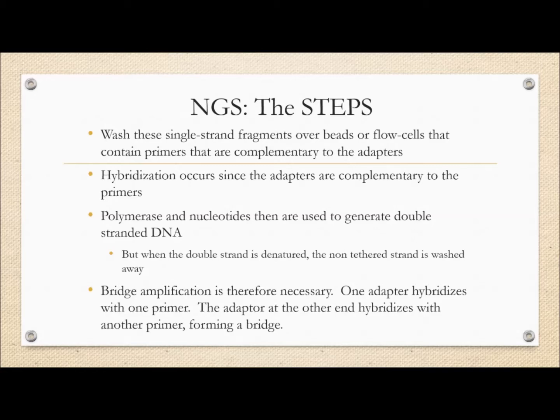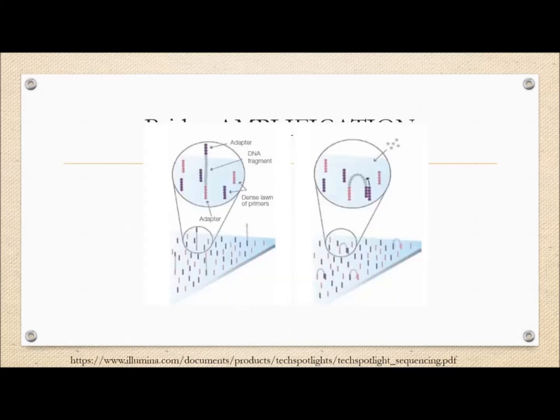So bridge amplification is therefore necessary. One adapter hybridizes with one primer. The adapter at the other end hybridizes with another primer, forming a bridge, and that is what the movie showed you, right? So let's look at bridge amplification.